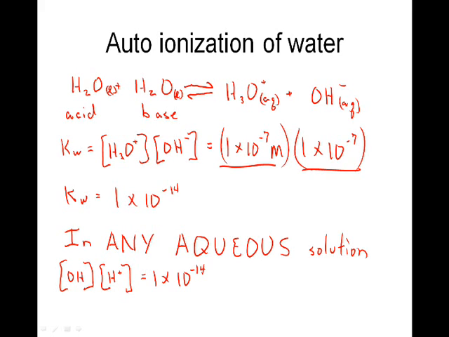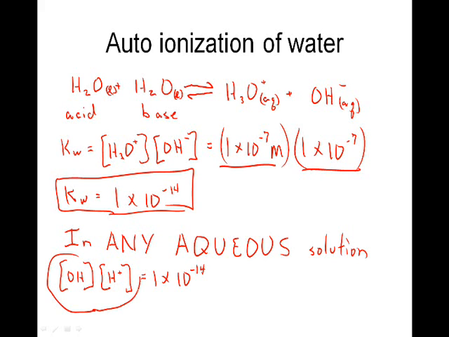So for any aqueous solution, whether it's pure water or has sulfuric acid in it, that water dissociation relationship remains constant because it's an equilibrium system. And so the Kw is 1 times 10 to the negative 14, and you will need to remember that number. It will be so important to you. In any aqueous solution, the hydrogen ion concentration times the hydroxide ion concentration is 1 times 10 to the negative 14.